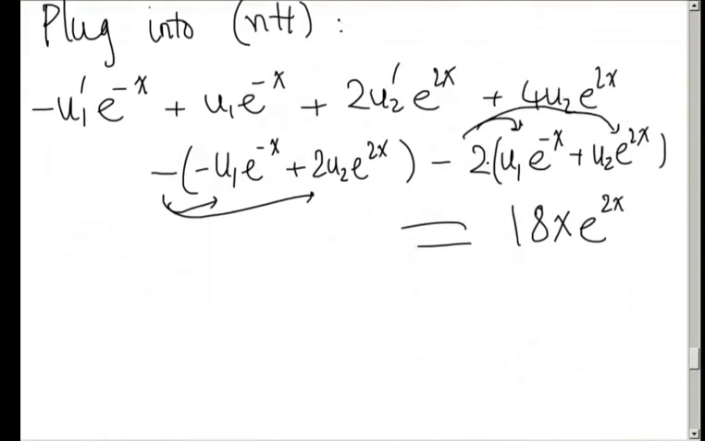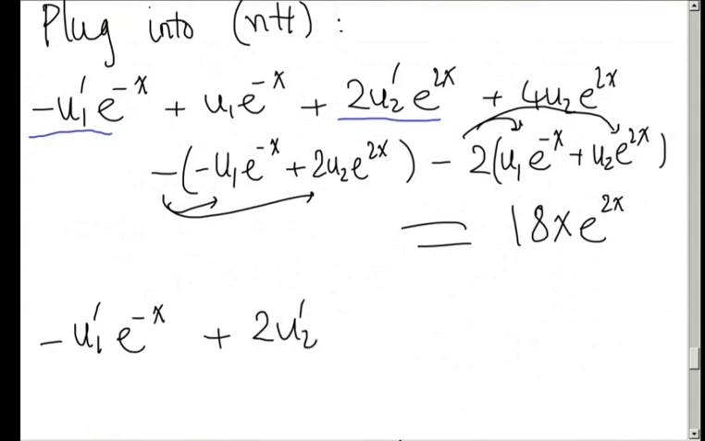But as before, all the terms will cancel out except the terms with derivatives, which are here. So we rewrite those terms with derivative: minus u1 prime e to the minus x plus 2 u2 prime e to the 2x. But let's check here. If we simplify u1 e to the minus x, here we have 1 times u1 e to the minus x. Distributing here, we will have plus u1 e to the minus x. But here, when we distribute in, we have negative 2 u1 e to the negative x.